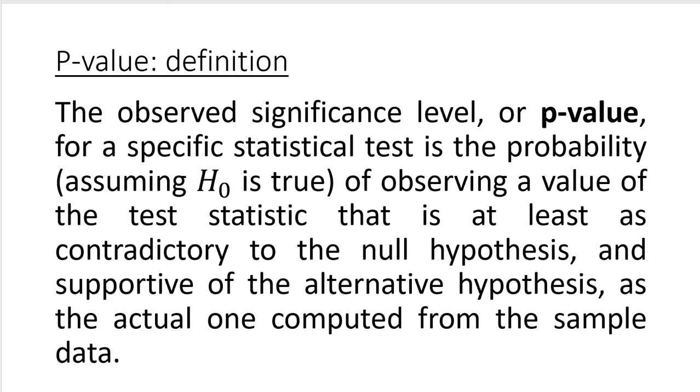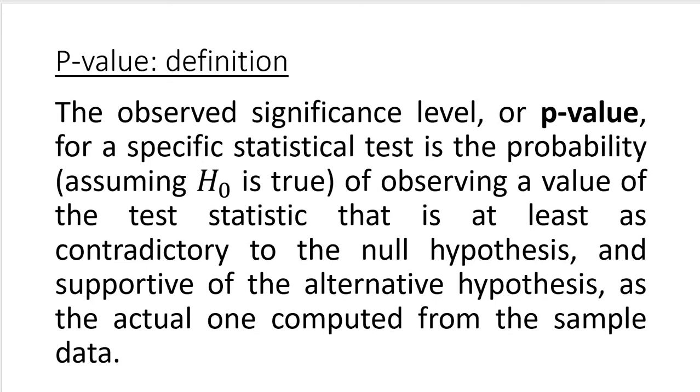And let us start with the formal definition. So, the observed significance level or p-value for a specific statistical test is the probability of observing a value of the test statistic that is at least as contradictory to the null hypothesis and supportive of the alternative hypothesis as the actual one computed from the sample data. Of course, assuming that the null hypothesis is true.